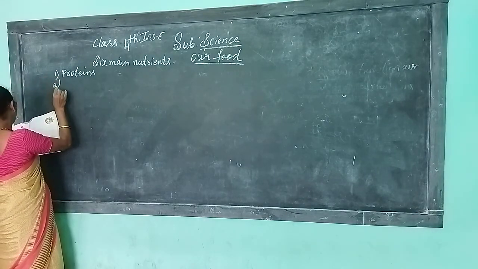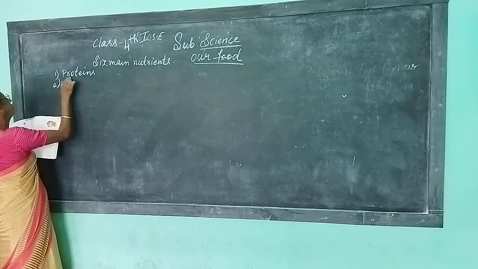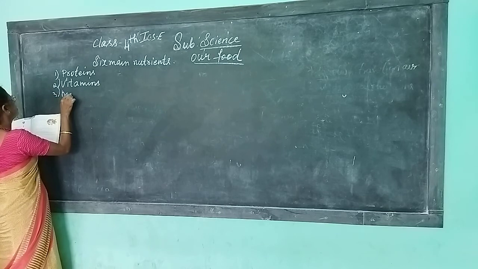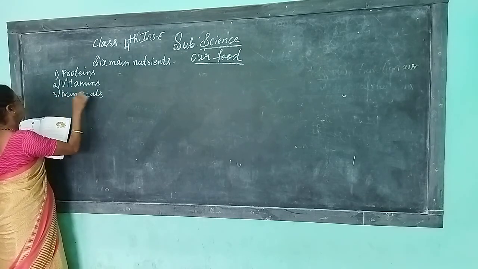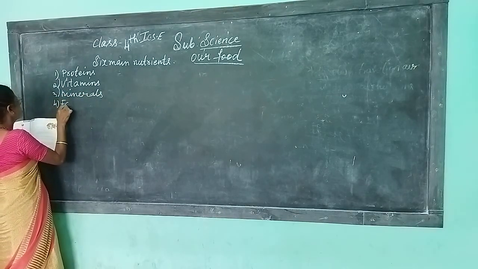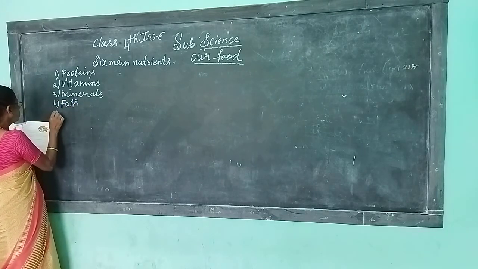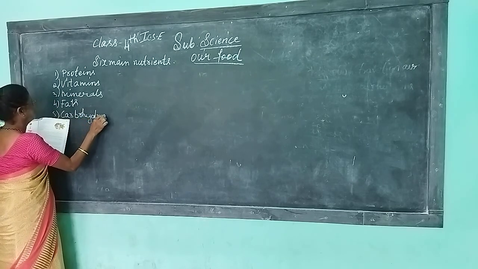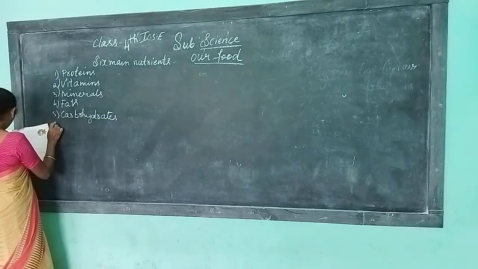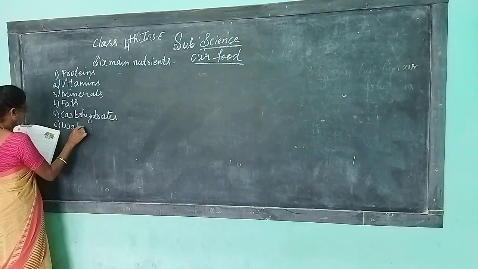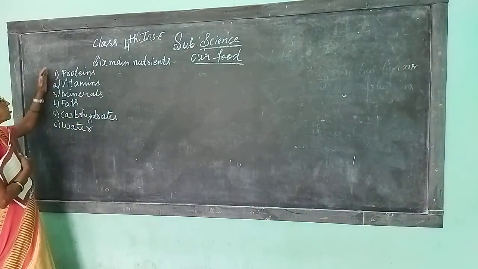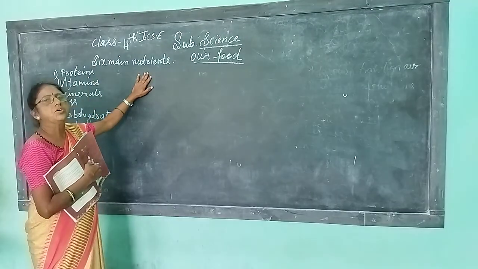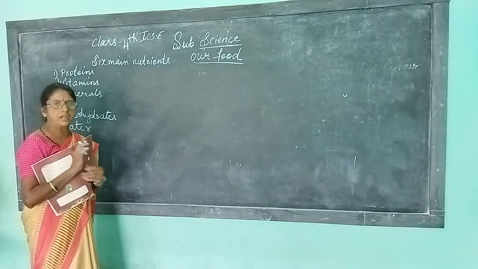Second one, vitamins. Third one, minerals. Fourth one, fats. Fifth one, carbohydrates. Sixth one, water. So, these are the 6 main nutrients in food that we eat daily.